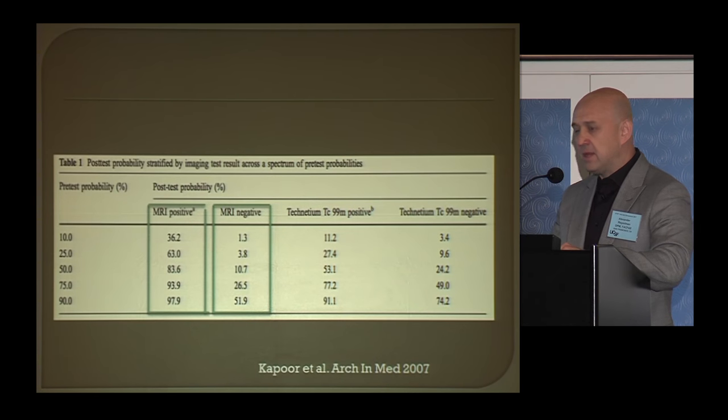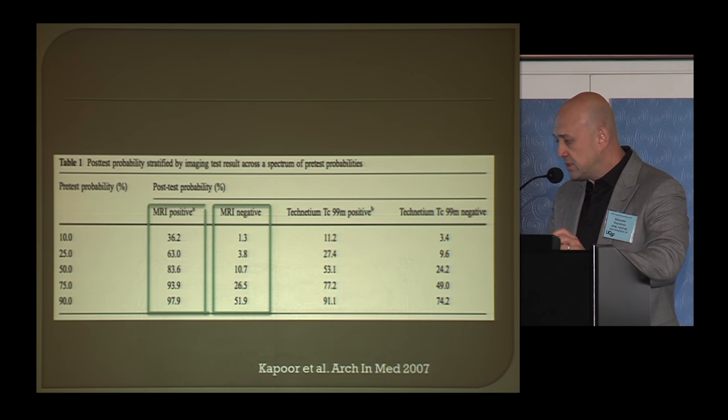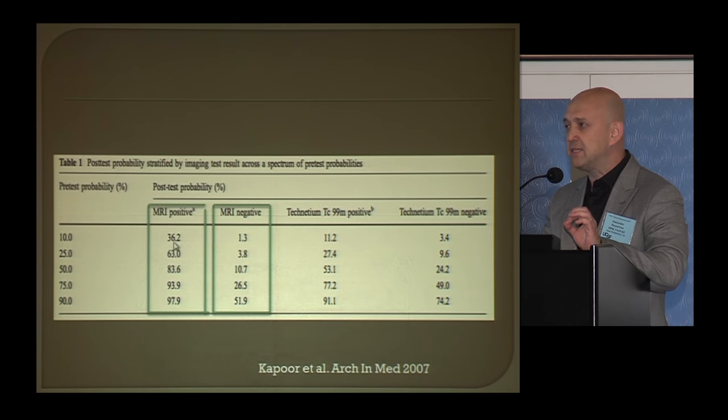Okay? Now, here's a study. This was a table that I borrowed from Kapoor's article published in 2007, Archives of Internal Medicine. And I want you to focus on something here. I mentioned to you that the pretest probability of 50% has a positive predictive value of 84%. But look what happens here. What if we have a pretest probability of 10%? Then the positive predictive value drops significantly to 36%. Okay? Which, if that's the case, then why order an MRI to begin with?